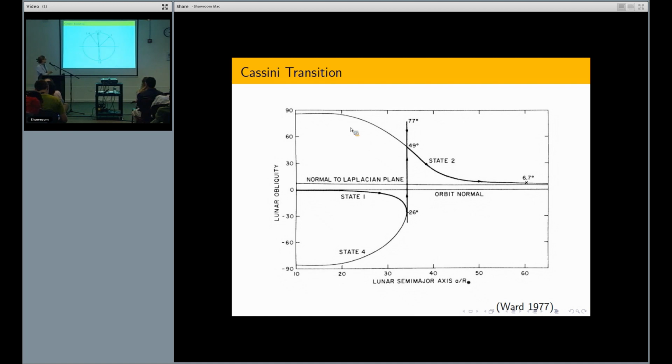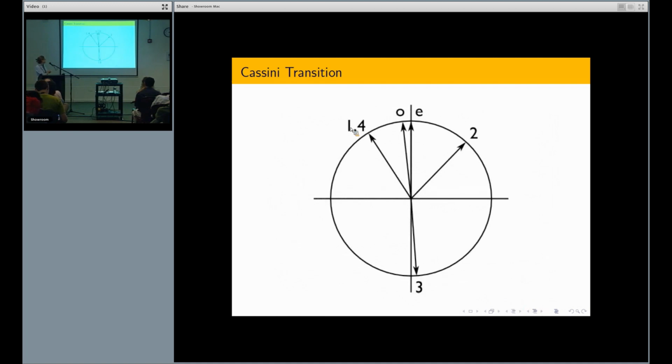Okay, so keep that in mind. Here's a diagram showing where at the time of the Cassini transition we would be in state 1 and state 4 merging, becoming unstable, and we tip all the way over to state 2. All right, so that will make the punchline much better when I get there.